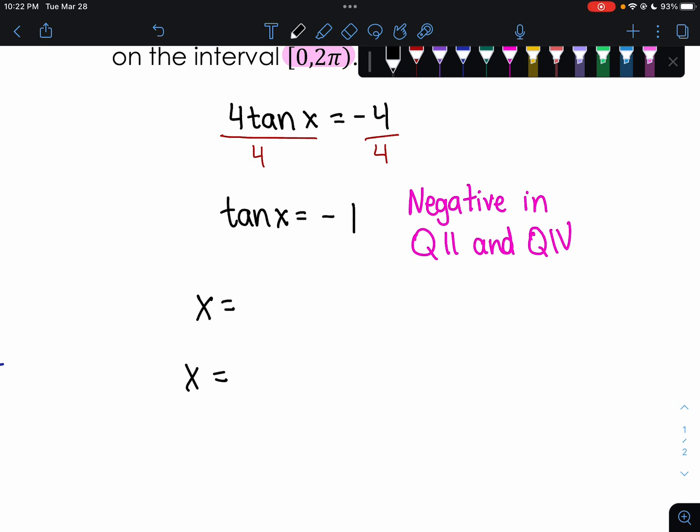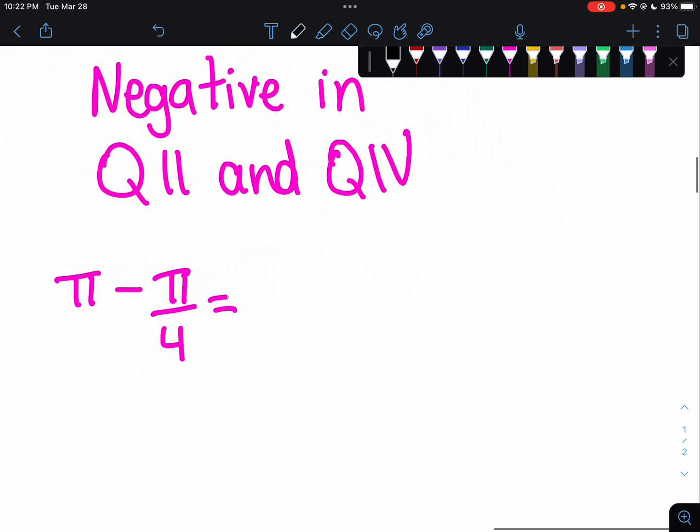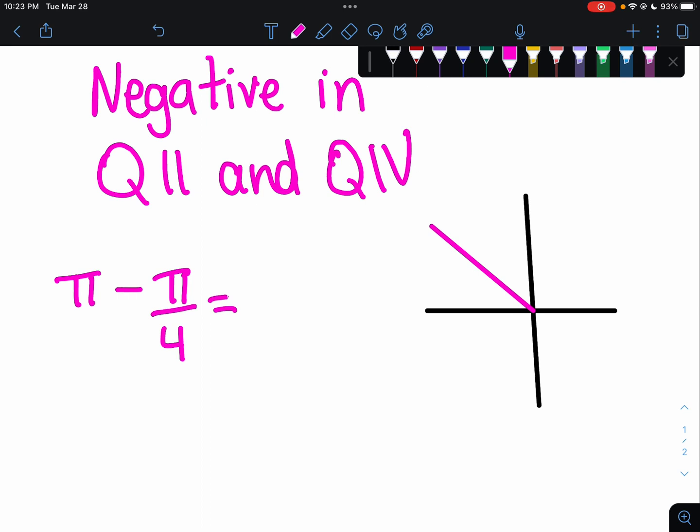So if I'm looking for something that is in the second quadrant, I can use my reference angle to help me like we did in the previous problem. But this time, instead of using 180, we are going to use pi. And I am going to subtract pi over 4 from it. So if I think about it as a picture, what we want is to find this angle right here. Well, I am going to take pi, which is right here, and I am going to subtract this piece right here, which is pi over 4, and it's going to tell me what that angle is.